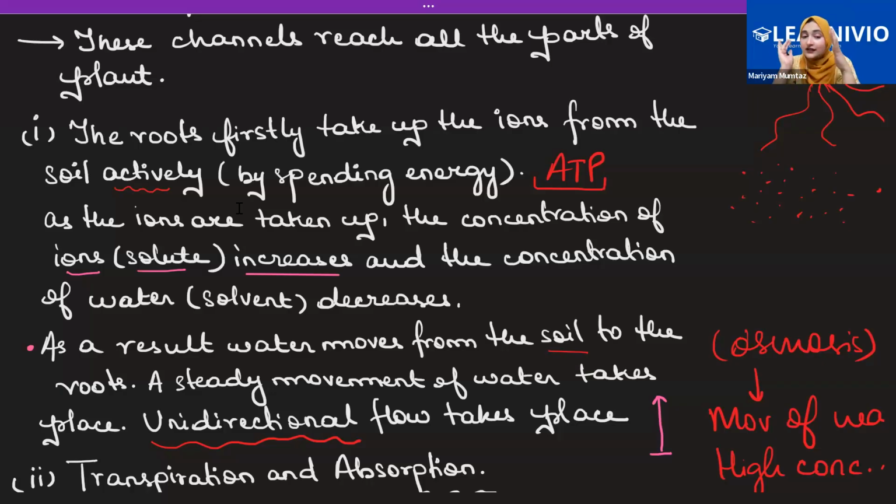Now, as a result of this gradient, the water from the soil, because it is higher in the soil and lower in the root, will move towards the roots. And what is the movement of water called? Osmosis. So the osmosis of the water will happen, as a result of which the water is now finally into the roots.